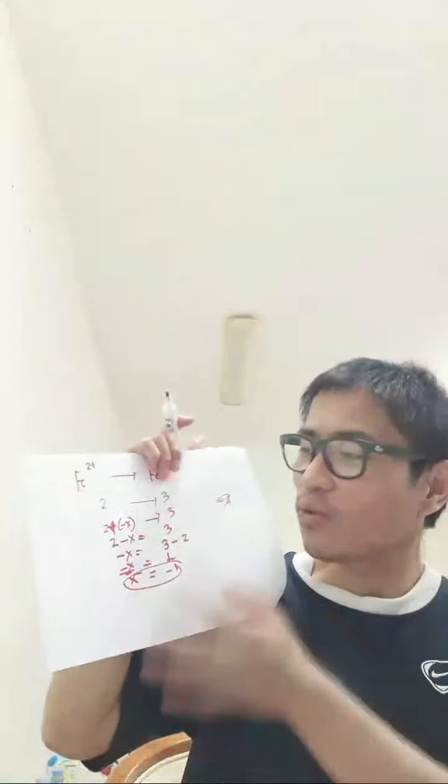So 2 minus x is equal to 3. And then negative x is equal to 3 minus 2. Negative x is equal to positive 1, then x will be negative 1. Negative and negative, so negative 1. So we need to add negative 1 here. So 2 plus negative 1 electron, it is equal to 3.